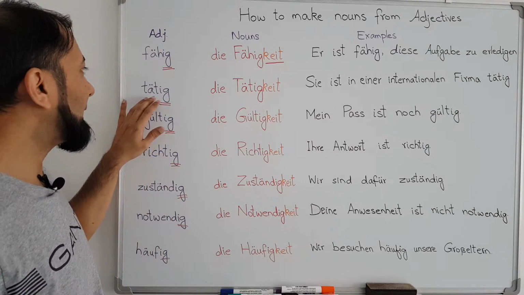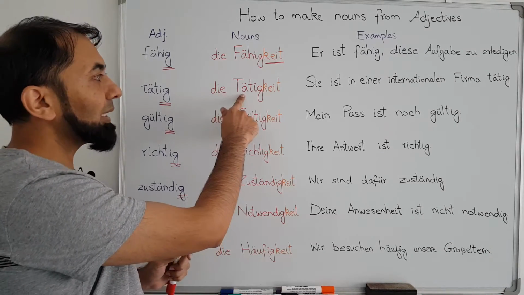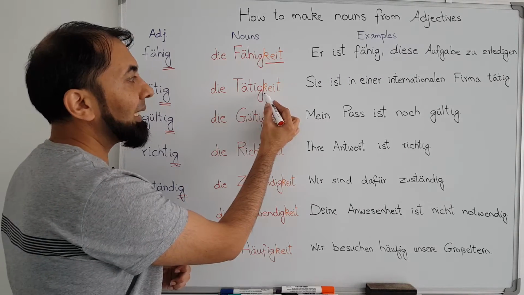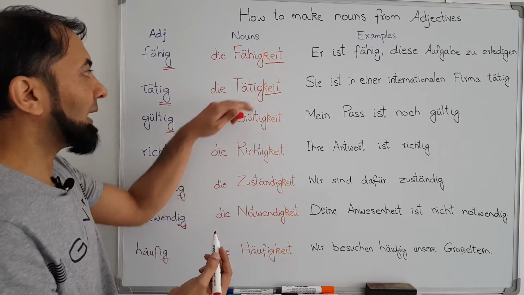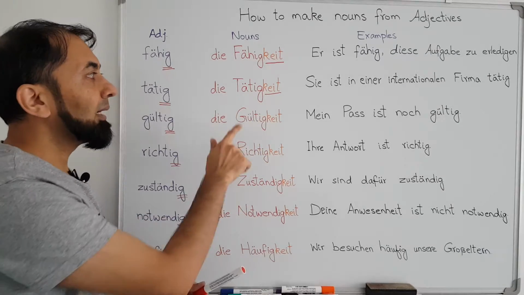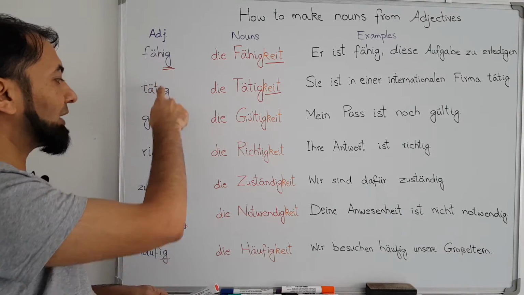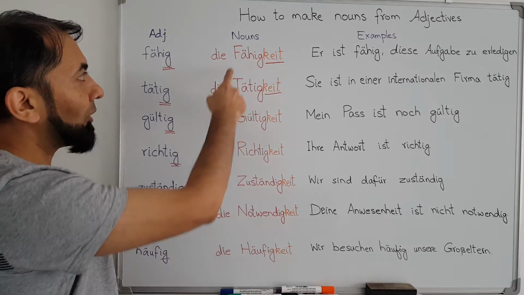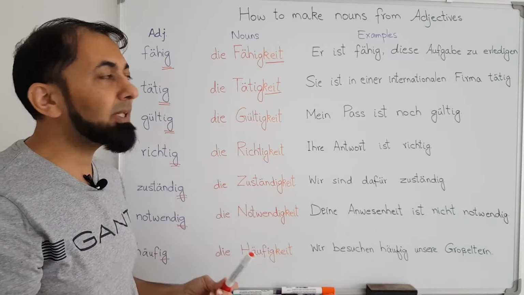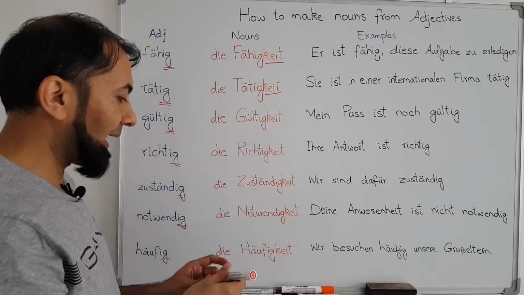The next adjective is tätig. Tätig means active or employed. Tätigkeit means the activity. You see again that we have just added keit at the end of the adjective and it becomes a noun. We also know that we have to write a noun in German with a capital letter. All the adjectives start with small letters and all the nouns start with capital letters, because a noun in German is always written with a capital letter. So die Tätigkeit, the activity.